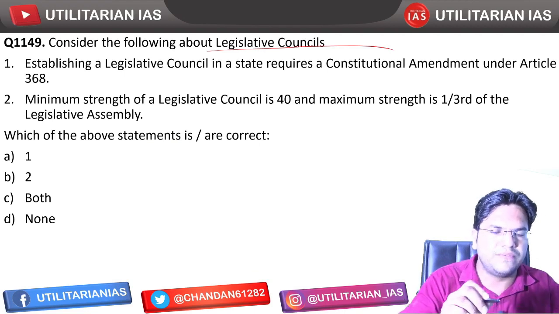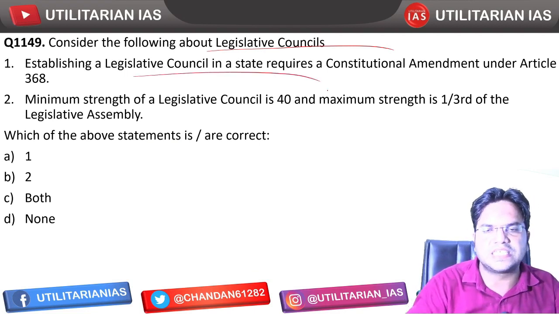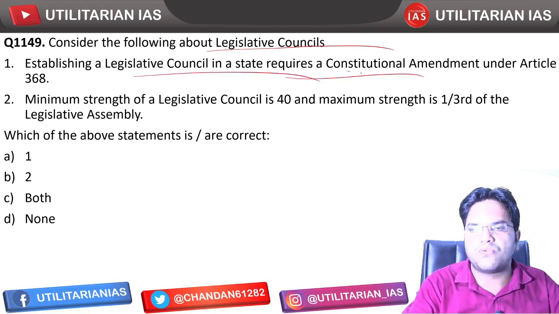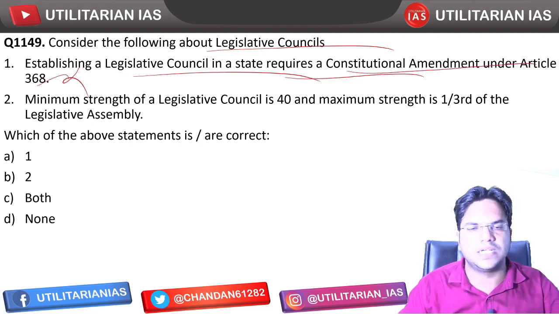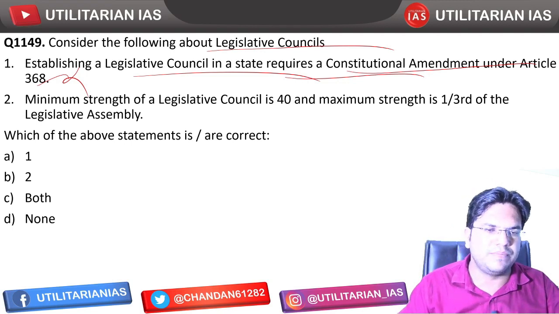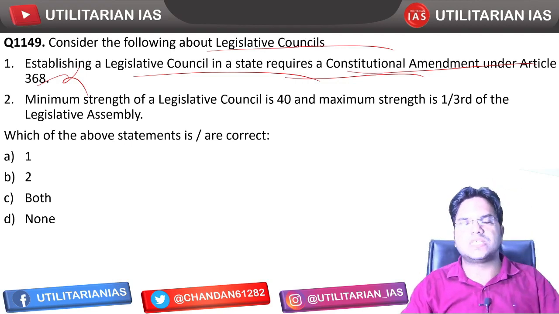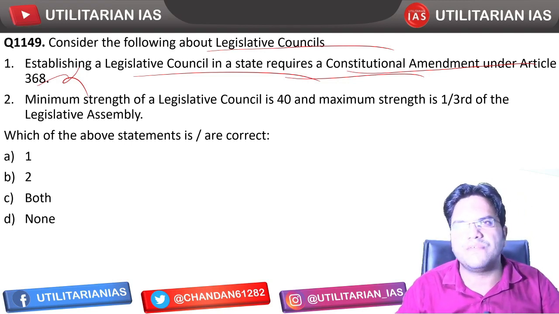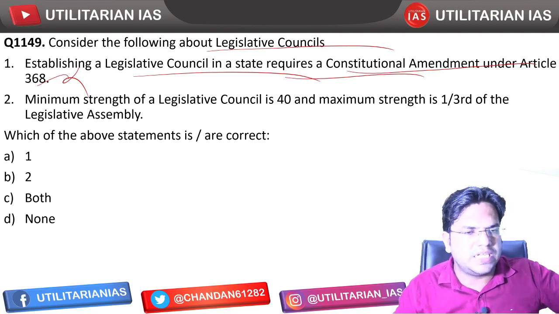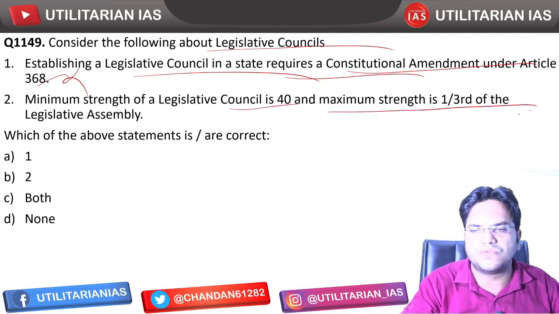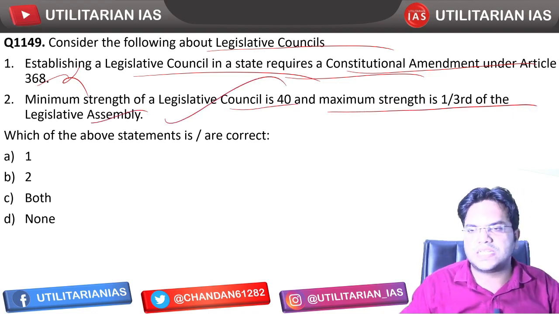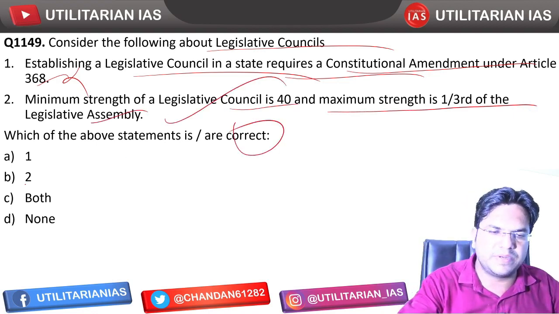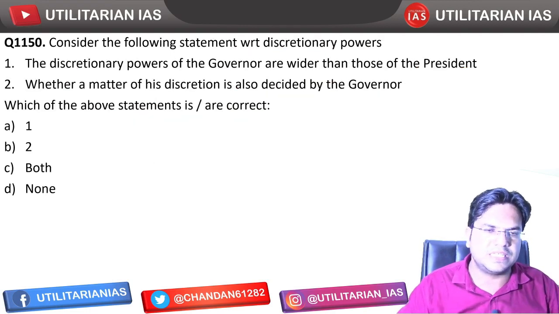6 states that you do have that has upper house. Establishing a legislative council in the state requires constitutional amendment under Article 368. That's incorrect. This can be done only with the ordinary majority. Then no need to invoke this Article 368 just for having legislative council into the state. Minimum strength of legislative council is 40 and maximum is 1/3 of the legislative assembly. So that is correct. Correct statement batana hai. 2 is going to be the right answer, hence B is the right answer.